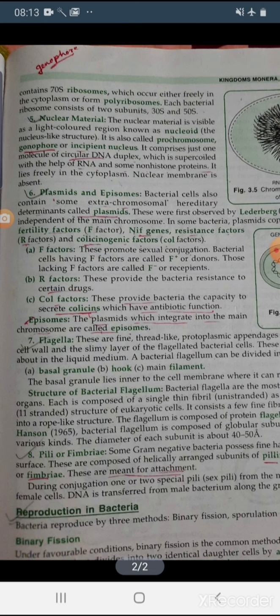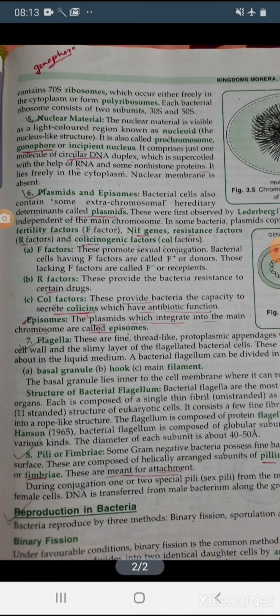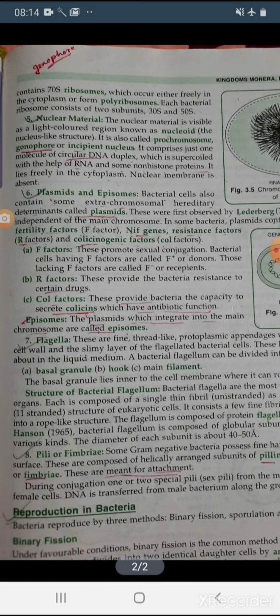Next is the nuclear material, that means the DNA, RNA, and chromosome. The nuclear material is visible as a light colored region, and that is known as nucleoid. That means it is not the proper nucleus, it is a nucleus-like structure. So it is also called the prochromosome, because it is not well developed, like the nuclear matter of the prokaryotic cell, so it is known as prochromosome or gonophore or incipient nucleus.